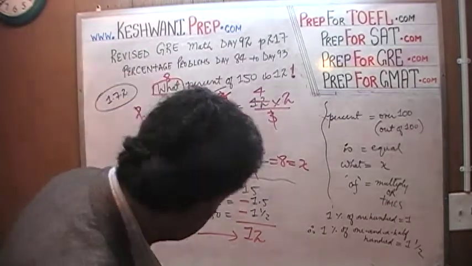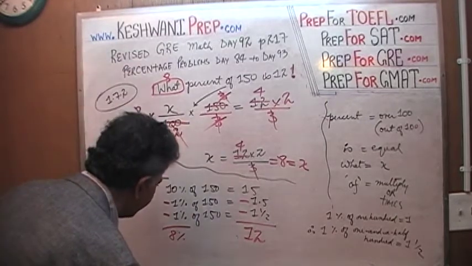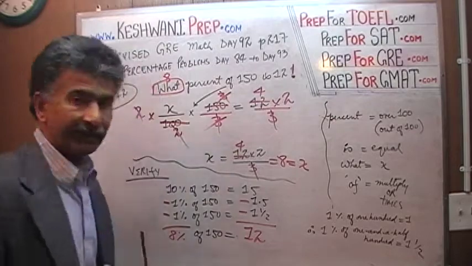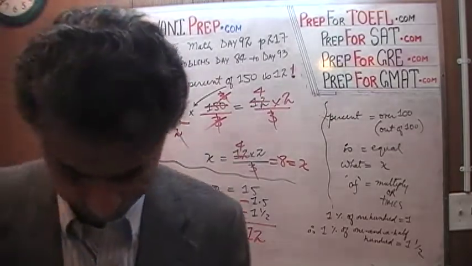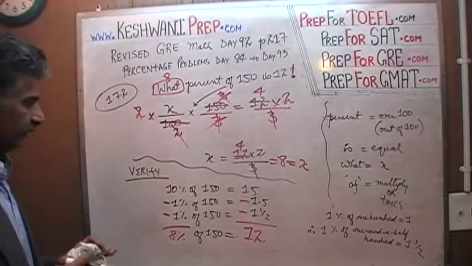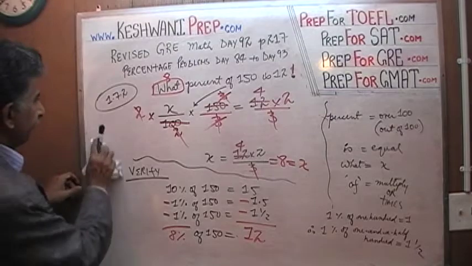We just found out that 8% of 150 does in fact equal 12. That's it. Let's do one more, shall we? Number 3. That's it, we are done with this one.